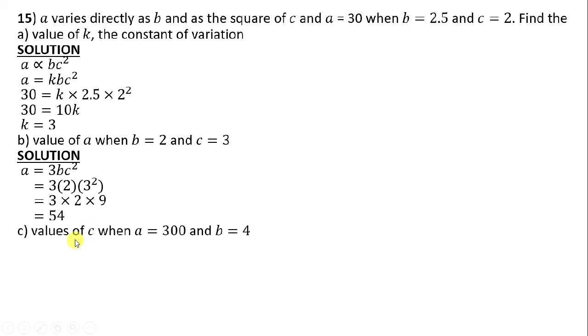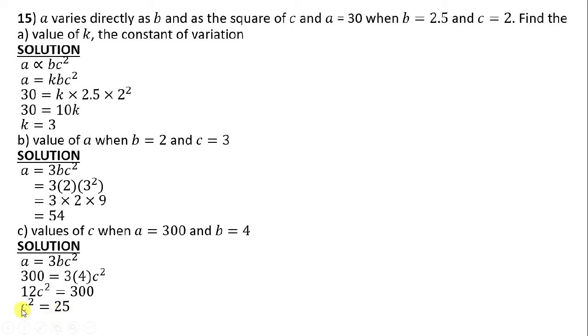We continue. Values of C when A is equal to 300 and B is equal to 4. So we are going to replace. Where there's A, we'll put a 300. Where there's B, we'll replace a 4, and then we'll solve for C. Let's do that. So we have 300 is equal to 3 times 4, which is 12, times C squared. To find the value of C, we are going to divide both sides by 12 first. Our C squared will be equal to 25.